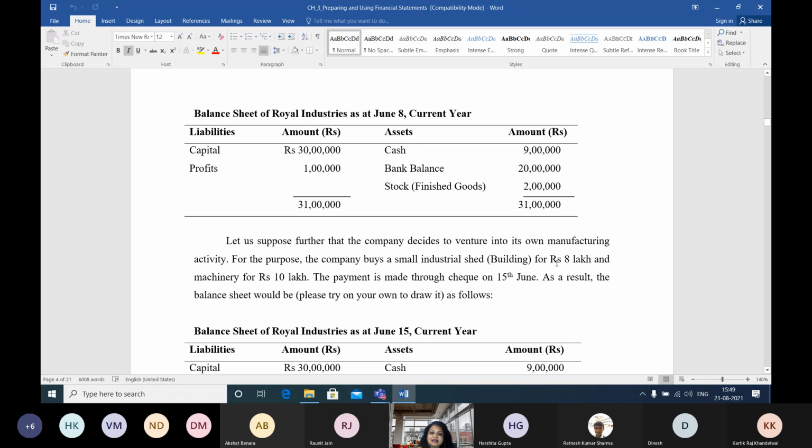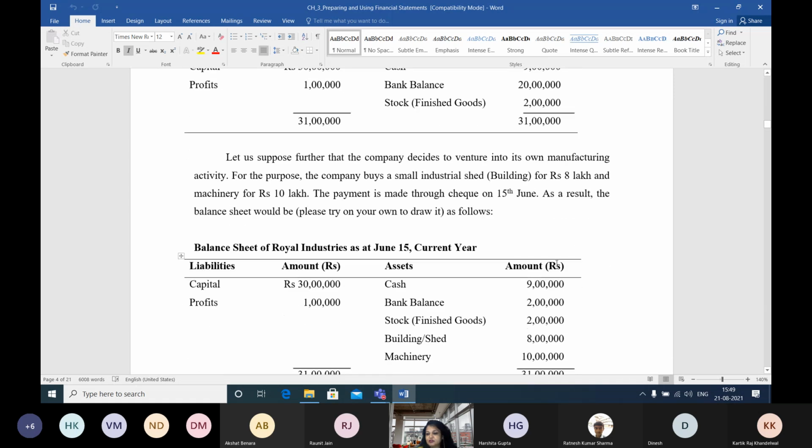Okay. Let us suppose further. So I hope that this example is also okay. I'm going just one step by step. Wherever you have a doubt or a question, please ask. Now, let us suppose further that the company decides to venture into its own manufacturing activity. So now the company feels that we have money, so let us create our own factory, let us create our own manufacturing ability. Let's not buy from outside. Maybe we are able to make the same thing cheaper. For the purpose, the company buys a small industrial shed or building for 8 lakhs and machinery for 10 lakhs. The payment is made through check on 15th June.